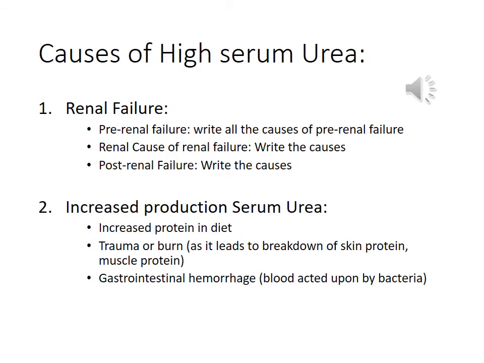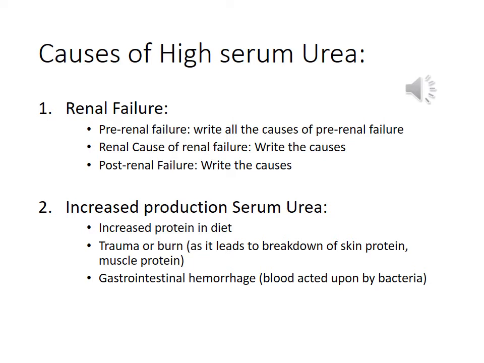Let's start with causes of high serum urea. The first cause of high serum urea is renal failure. And then what are the causes of renal failure? They are divided into 3 types: pre-renal causes, renal causes and post-renal causes. What are the pre-renal causes? You should write here congestive heart failure, low blood pressure, fluid depletion, renal artery stenosis. What about the renal causes? Glomerulonephritis, acute tubular necrosis. What about post-renal causes? These are obstruction in ureter, urinary bladder, or urethra.